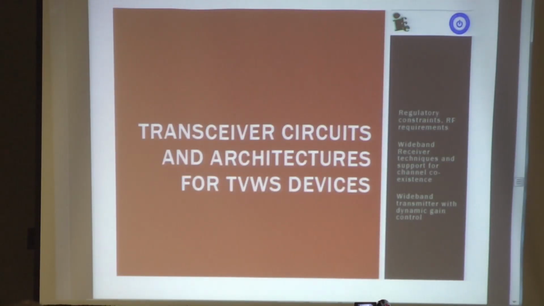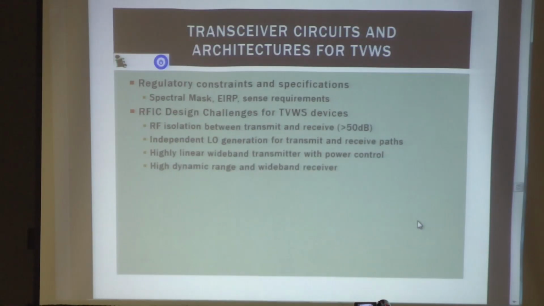So now that we've gone over the concept of signal detection and spectrum sensing and the 802.22 standard, we're going to go into an example of a transceiver implementation of a TVWS device. And in order to do that, we have to understand what the regulatory constraints and requirements are. Then I'll go over the wideband transceivers. We'll just go over the spectral masks, the EIRP, the sensing requirements. Then I'll talk about some of the design challenges of RFIC for TVWS devices.